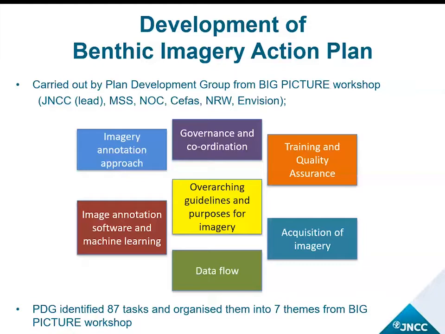Initially, things were broken into broad groupings. And you can see those broad groupings on your screen here. Now, within those broad groupings, we were able to take problems with imagery work and synthesize possible solutions, ways of going forward. And those were formed, and those are called tasks. And so within each of these broad groupings, there were clusters of tasks. All together, 87 of these tasks clustered into the seven themes.